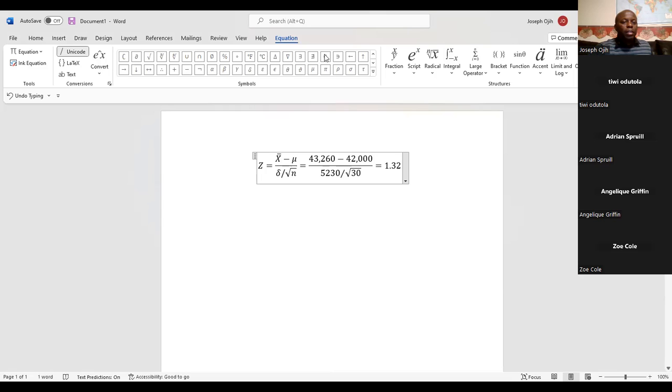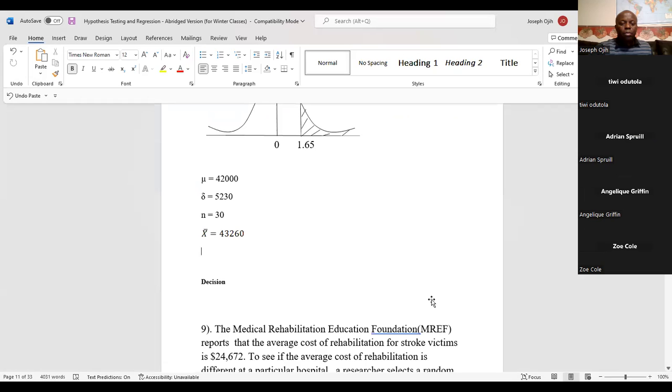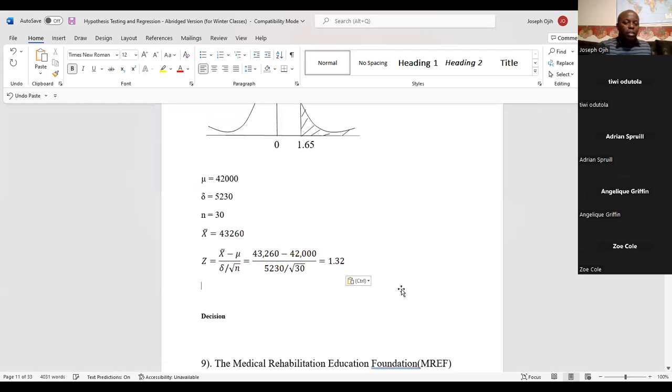Now we can copy this and paste it into our main workbook, and then we make our decision. We have run the test. This is the result, the test statistic. The next thing now is to make our decision.